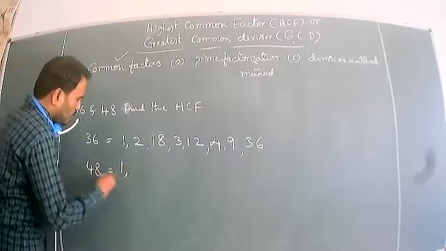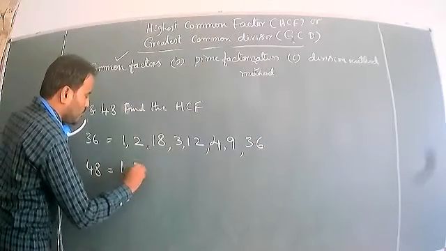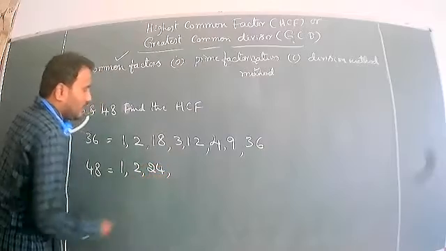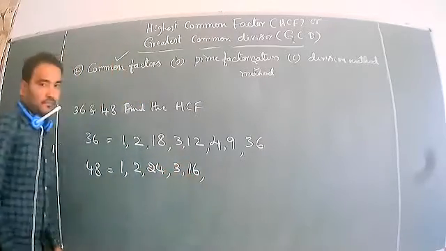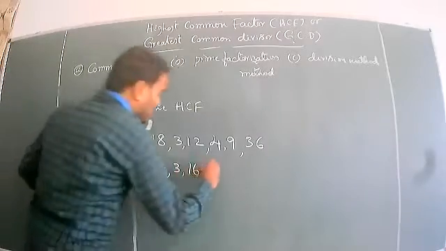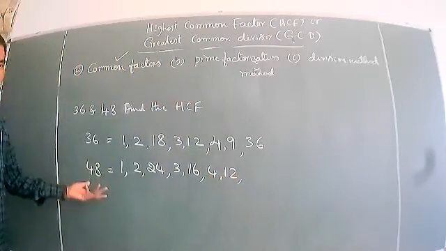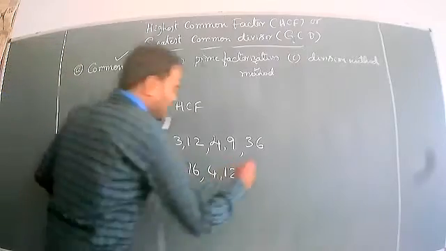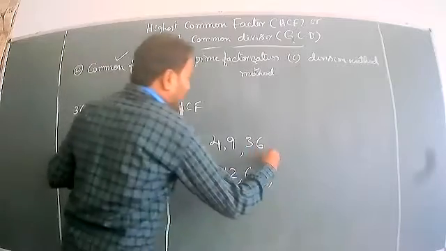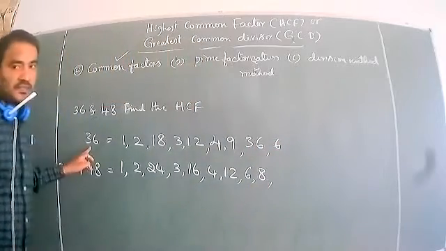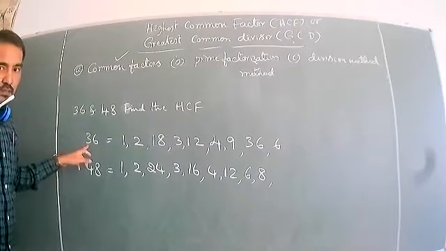So 1, how much for 48? 1 times 48 is 48. Okay, 2. So 2 times 24. Next 3, yes, 3 times 16. Okay, next one, 4 times 12. Next 5, it cannot be divided. 6, yes, 6 times 8. Okay, so here 6 also we can take. 6 times 6 is 36. 6 is a factor of 36.